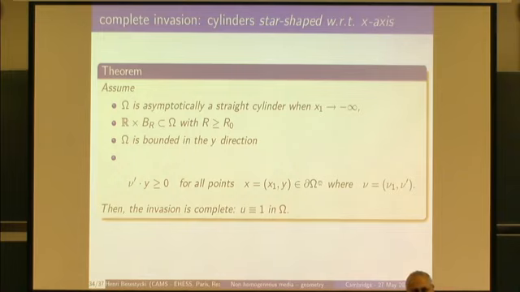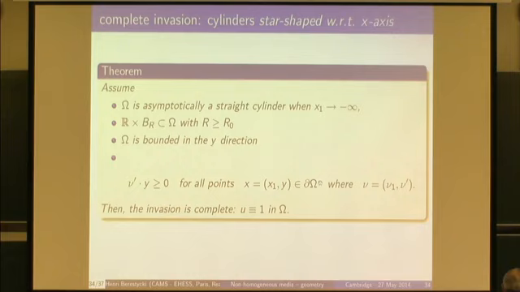So in this case, you don't do it with one fixed point, but you always take the point on the axis which has the same coordinate, and you say that it's star-shaped with respect to this point. Okay? So any slice where x1 is constant is star-shaped here. Then the invasion is complete. So this is enough to guarantee invasion.